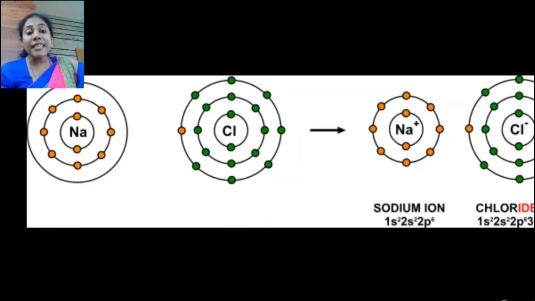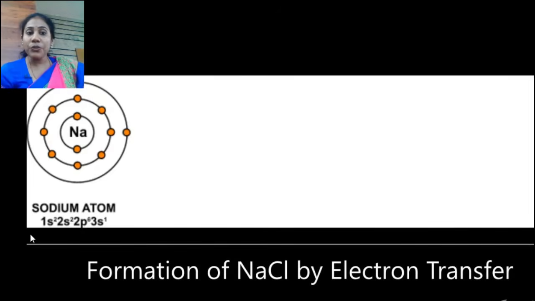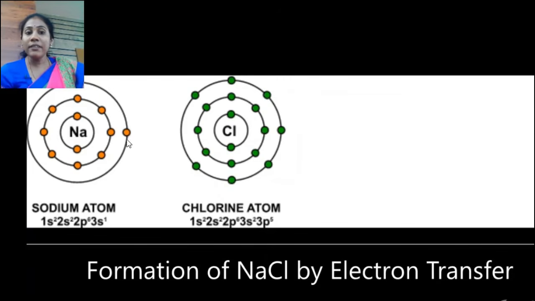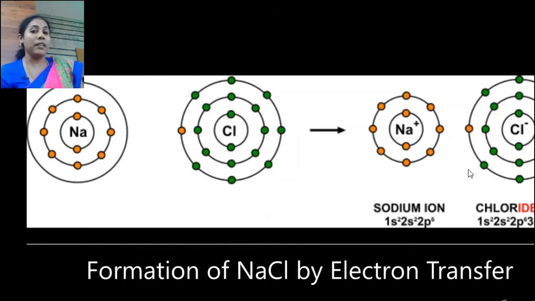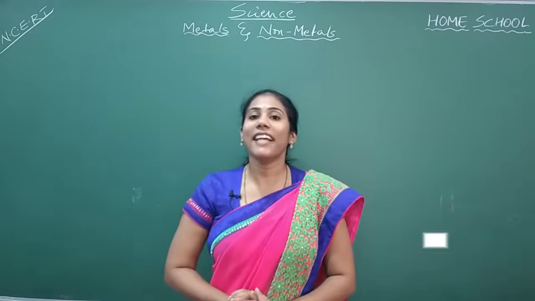And now let us see the visual once again. Observe carefully. Sodium, chlorine, then the electron is transferring. Okay, see the transfer, how is it taking place? And Na plus will form and Cl minus also will get formed. NaCl is formed. Thank you everyone.